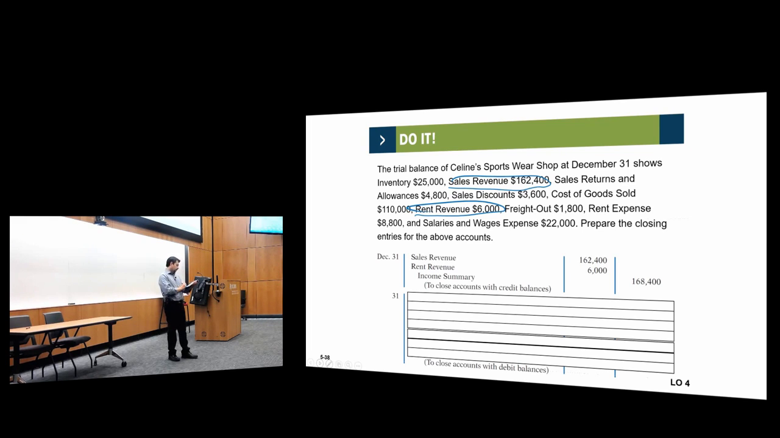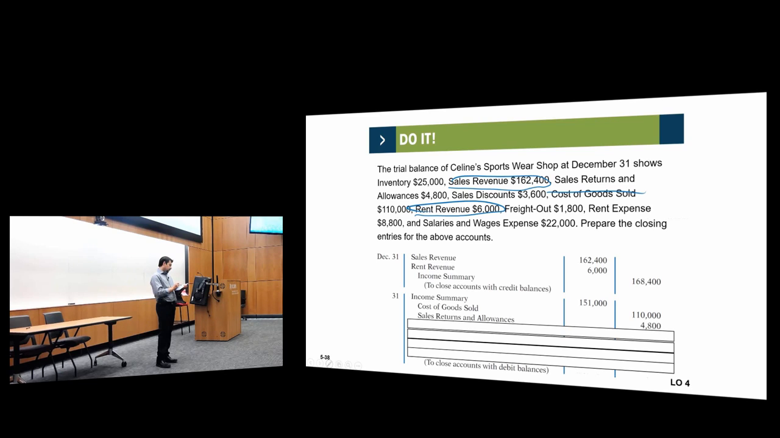Okay, so let's do it this way. So we have income summary. This is the one that will be debited, right? Because you're crediting the other account, so you will debit the income summary. Then you have cost of goods sold. So let's do that. So cost of goods sold, we're done. What else?